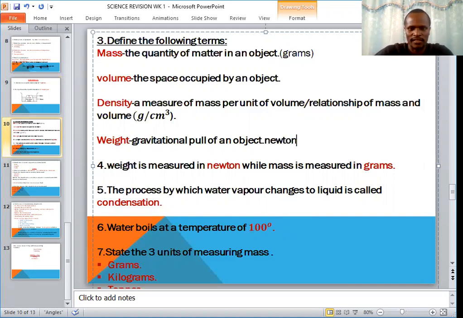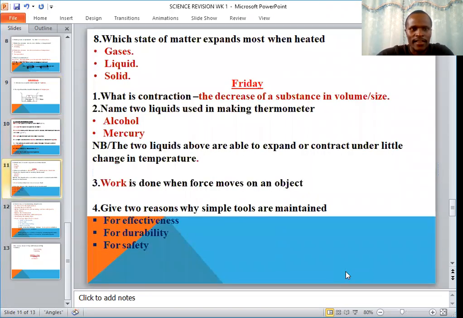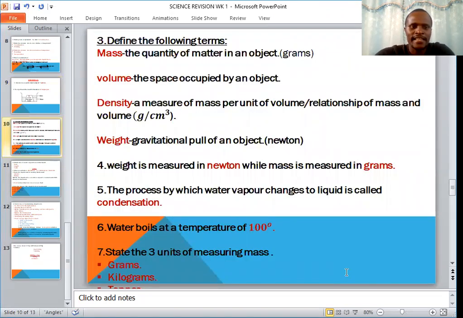Don't say kilograms. Kilograms is for mass. So we must know those two things. The SI unit for weight should be Newton. Don't forget about that. Then we have number 4, which was asking that weight is measured in, you must know that weight is measured in Newton. That's the way I've said that the SI unit for weight is Newton.